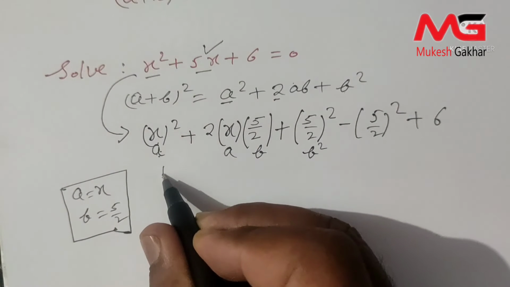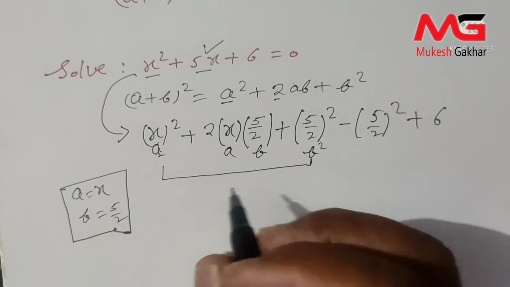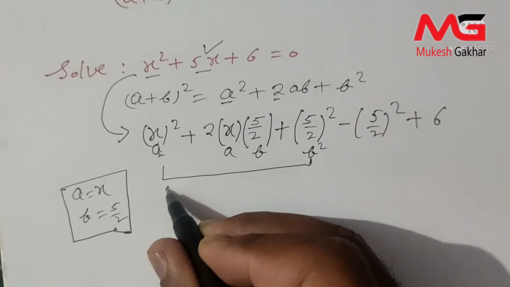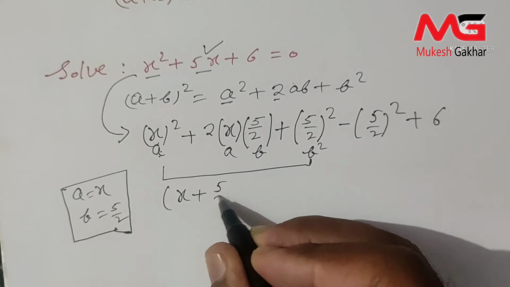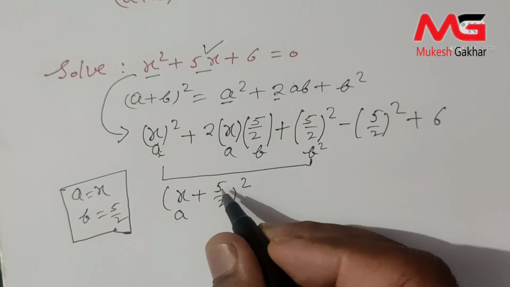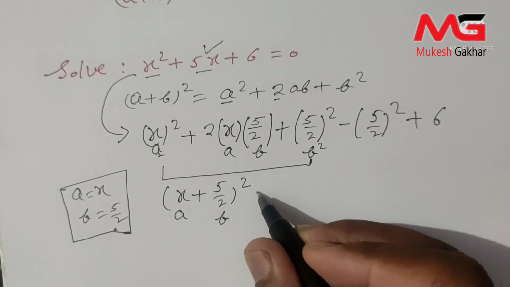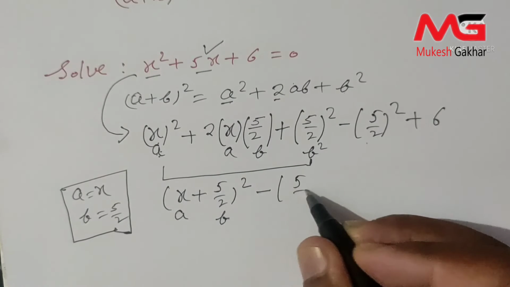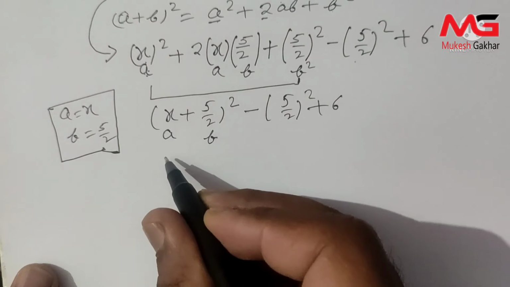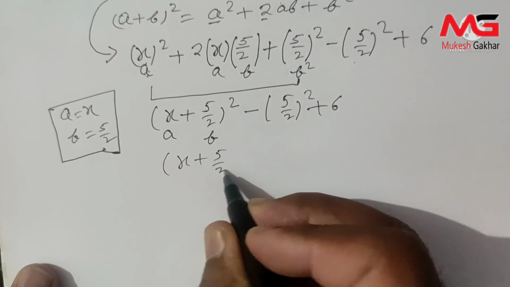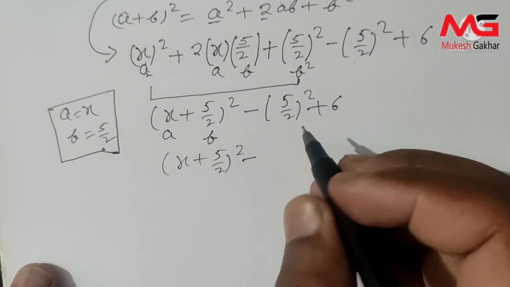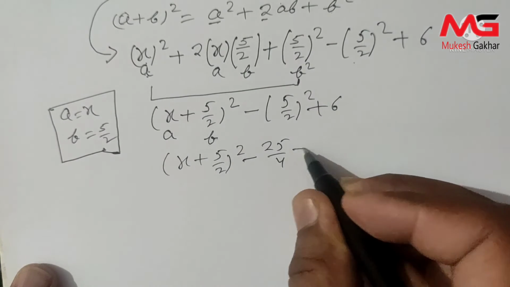Completing square means we have to complete the formula. It should be (a + b) whole square. So we are having (x + 5/2) whole square, where the value of x is a and the value of 5 by 2 is b. So it is minus this one, (5/2) whole square, plus 6. After this, (x + 5/2) whole square minus (5/2) whole square, means 5 by 2 multiplied by 5 by 2 will be 25 by 4, plus 6.